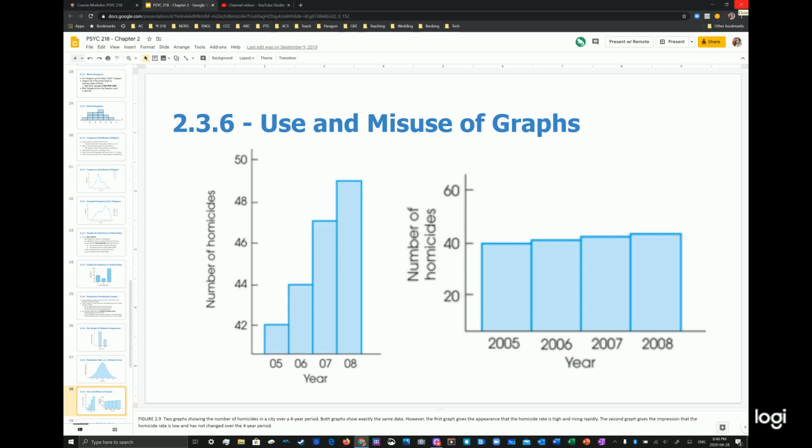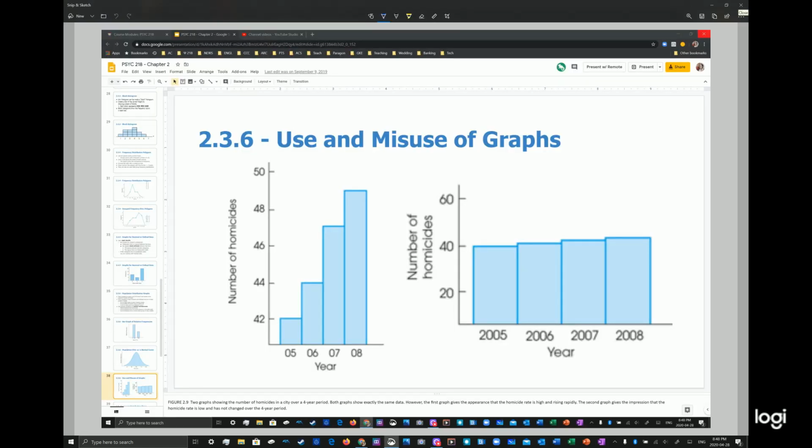Again, review: there can be good or bad use of graphs, as in use and misuse. Generally, how you scale the axes can totally change the shape of the graph. So for example, here is a serious thing of a count. This is the number of homicides. That's the number of people killed.